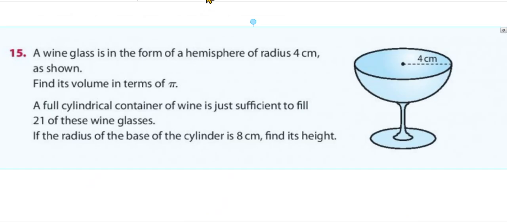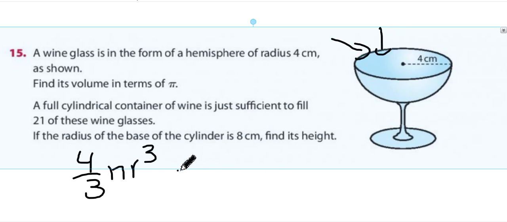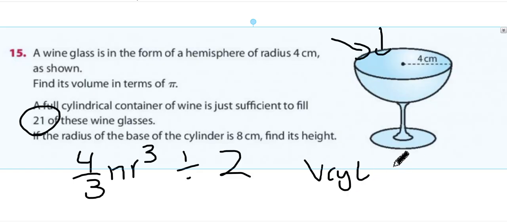Okay, guys. What I'd like you to do here is get the volume of the hemisphere. So get the volume of a sphere and then divide the answer by 2. And then when you're done with that, multiply your answer by 21. And that will give you the answer for the volume of your cylinder. Off you go.